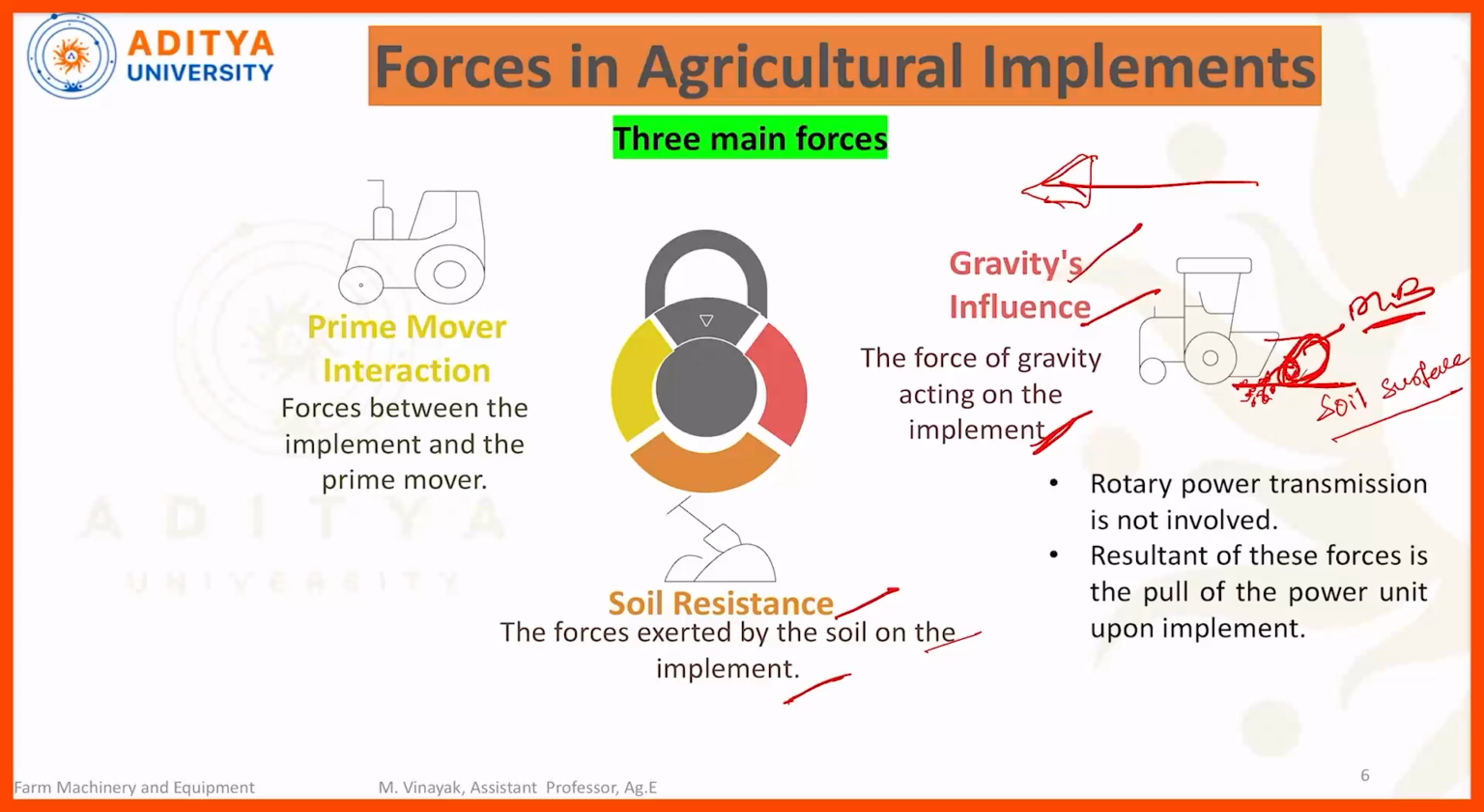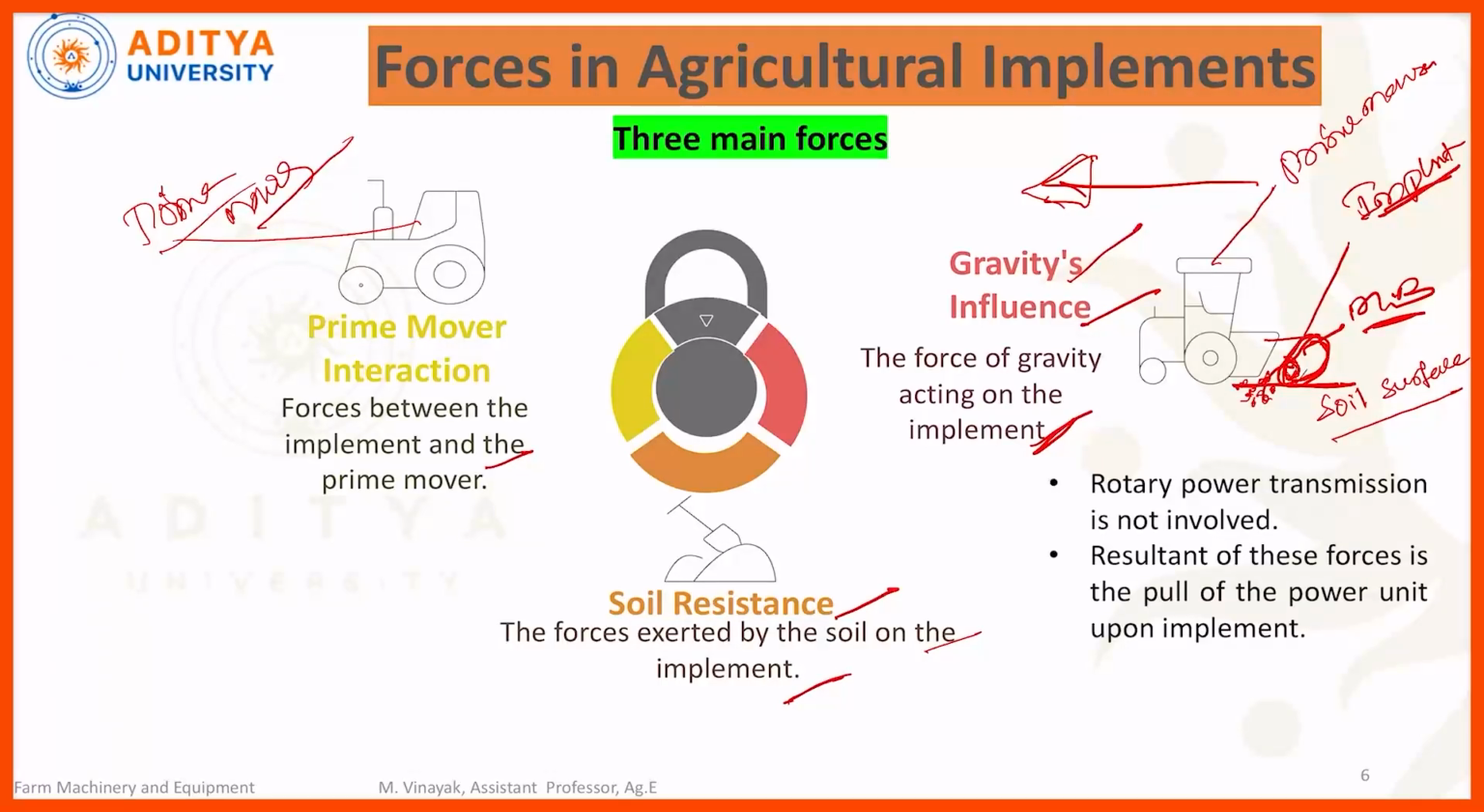Okay. Next one is the prime mover interaction, the force between the implement and prime mover. So, this one is the implement. Here the moldboard is one type of implement, and this one is a prime mover. Here the prime mover is nothing but a tractor. Suppose we can link it with the moldboard plough. The forces between the implement and prime mover are called the prime mover interaction force.